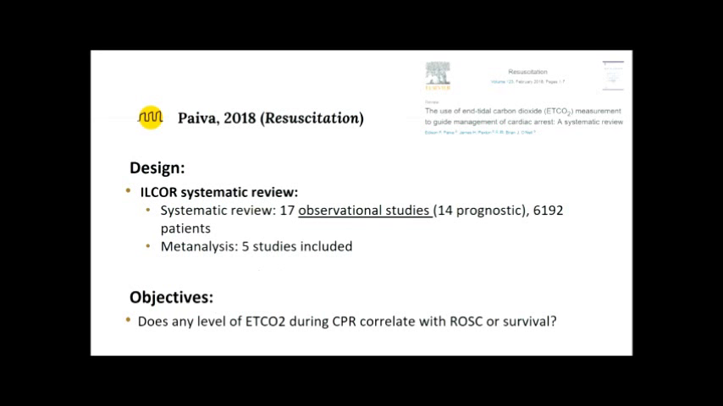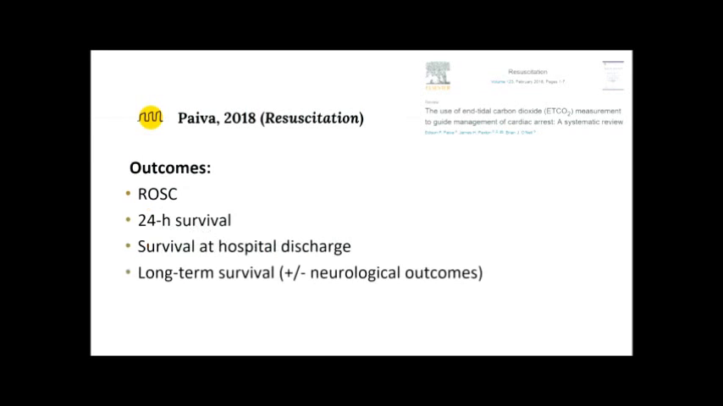Now, I should say that we're talking about observational trials, so by nature, it's going to be low-quality evidence that we're starting with. But I don't want you to leave by saying that this is low quality and therefore not important. I think it's low quality and important information. They wanted to look at, does any level of CO2 during CPR correlate with ROSC or survival? And the outcomes they were looking at, ROSC, of course, 24-hour survival, survival to discharge, and then any long-term survival, of which they were not able to find any evidence on and not be able to comment on.